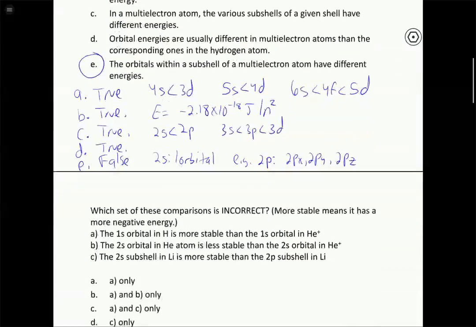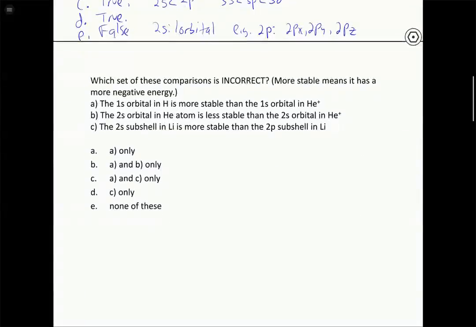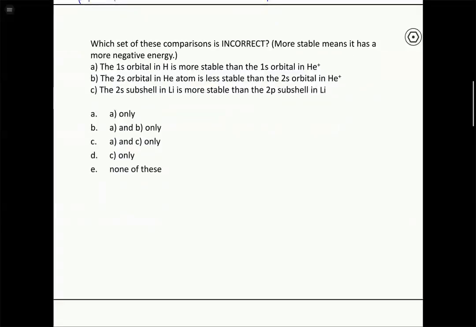So we do have one more question about subshell energies here, and this is another conceptual one. Which side of these comparisons is incorrect? And remember, in general, when we say more stable, we mean it has a more negative energy. So we know from the Bohr equation, an equation for subshell energy, for multi-electron atoms it's a little bit more complicated, but let's look at the choices here.